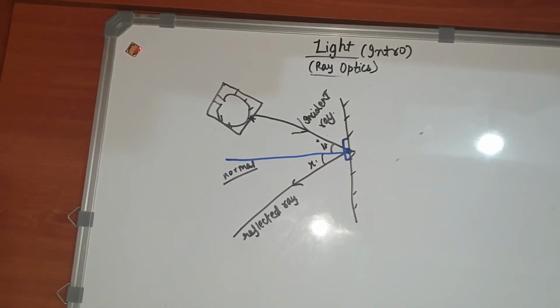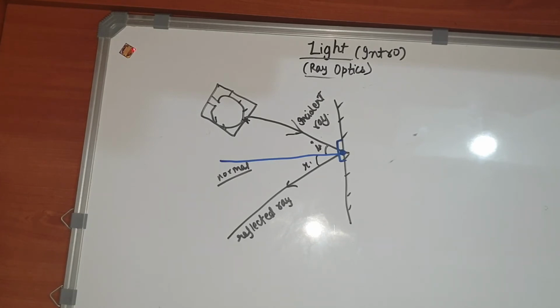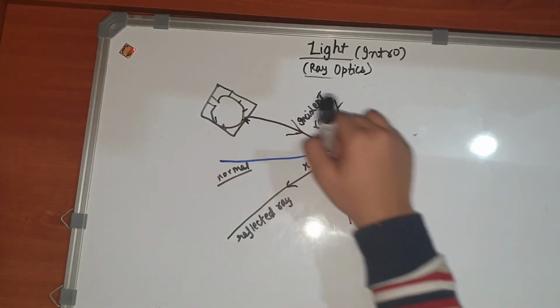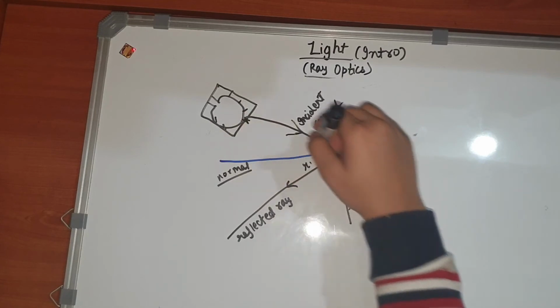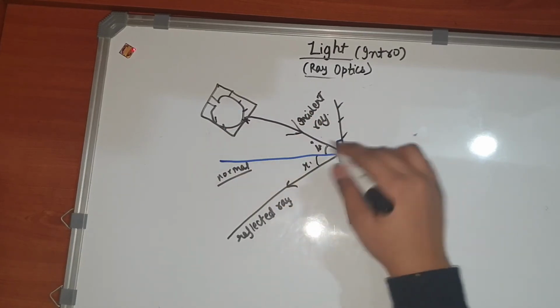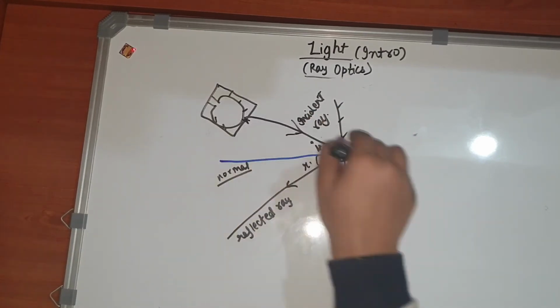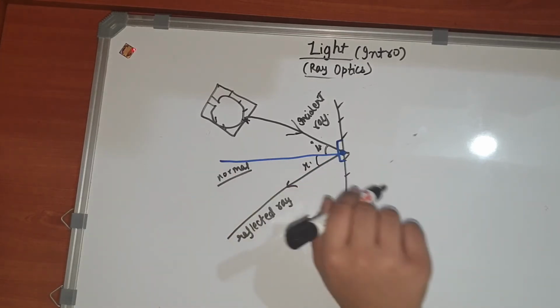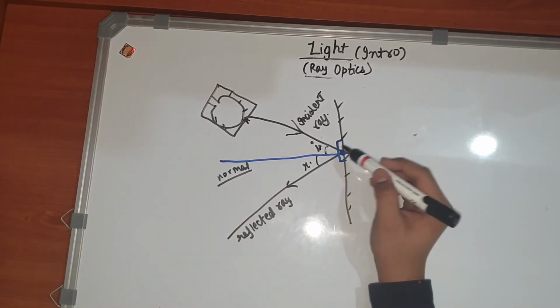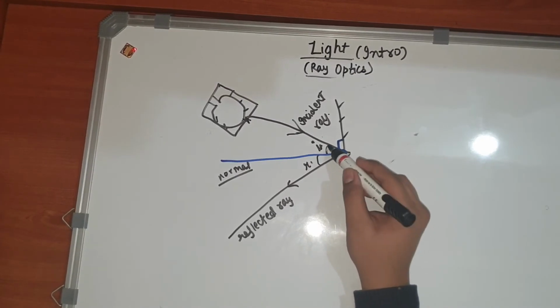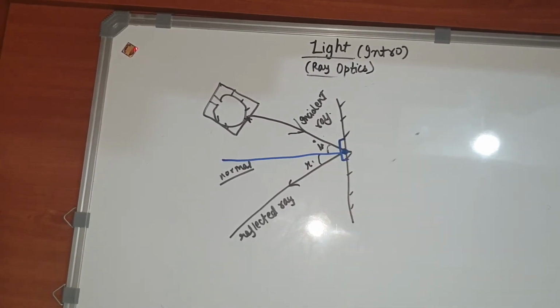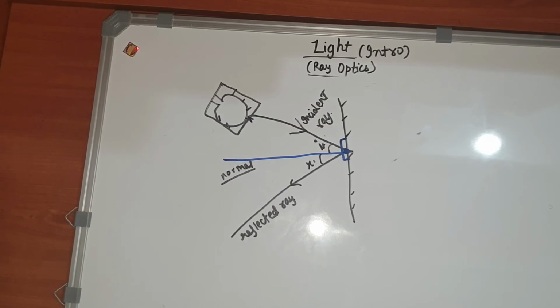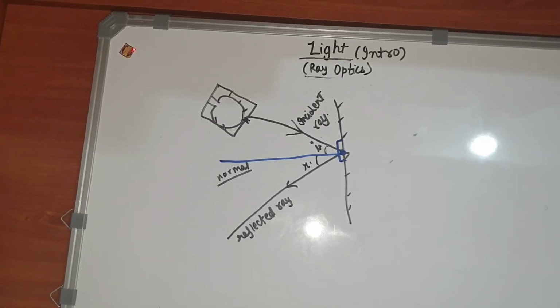So before proceeding, we need to know some things. So the first thing, this is an incident ray which strikes the plane mirror, and the ray that is reflected is known as a reflected ray, and the normal is a line, and this is known as angle of incidence, and this is known as angle of reflection. All these things I have explained to you all. So let's proceed to the laws of reflection.